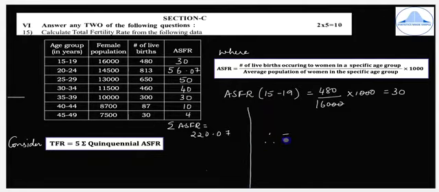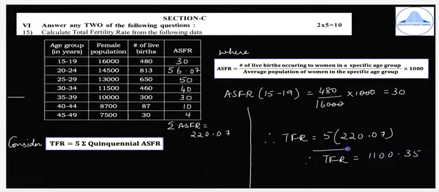Therefore, TFR is equal to 5 into 220.07, which gives us TFR is equal to 1100.35. This is the final answer for TFR.